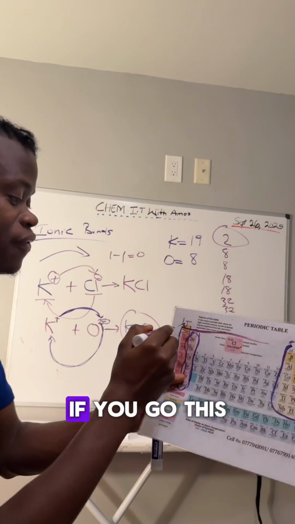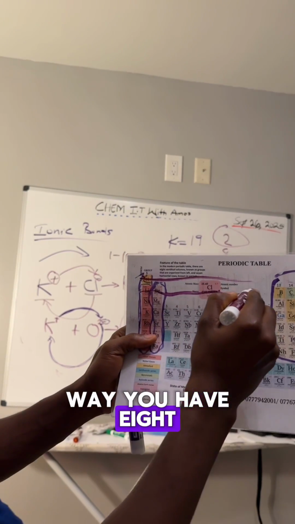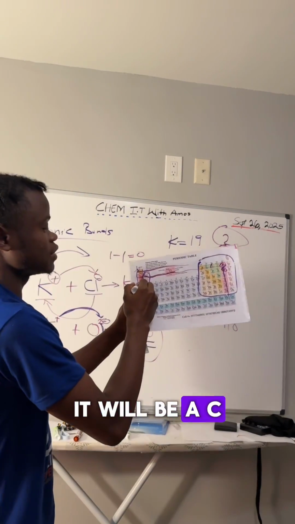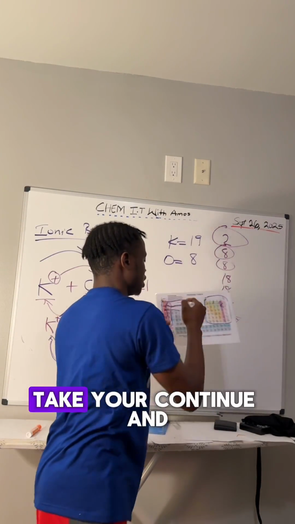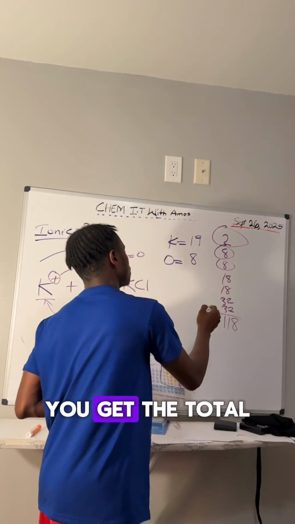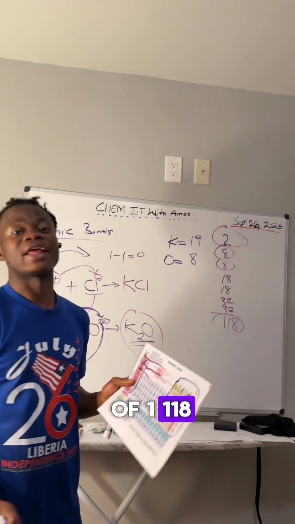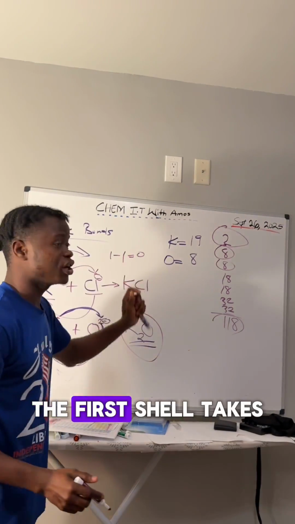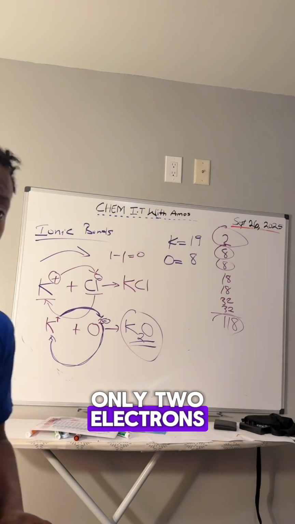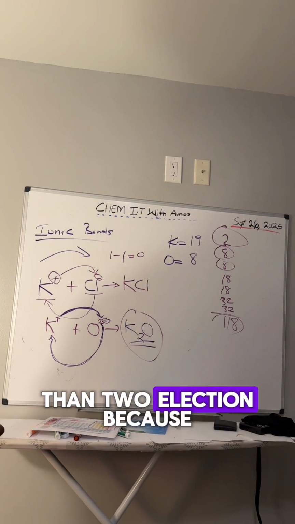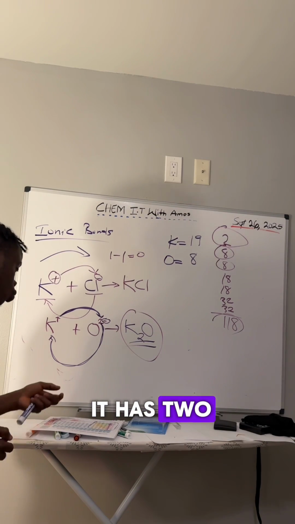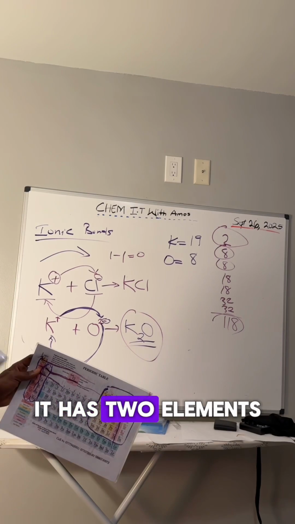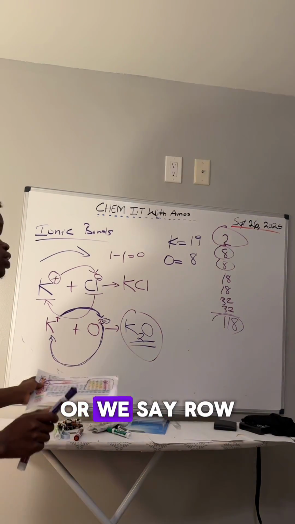And the next area, if you go this way, you have 8. So it's the 8 right here. The next area will be the same, 8. Then you continue and come right down here, you get the total of what? 118. So we will use this. We say that the first shell takes only 2 electrons. It cannot take more than 2 electrons because it has only 2 elements within that particular group, or we say row.